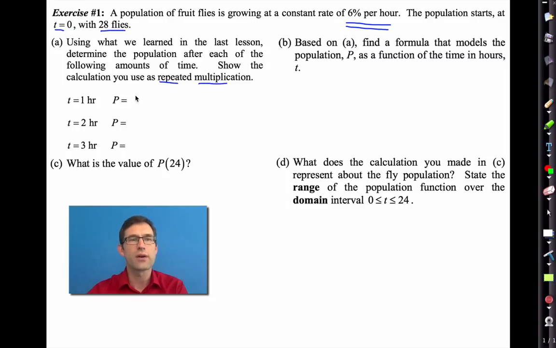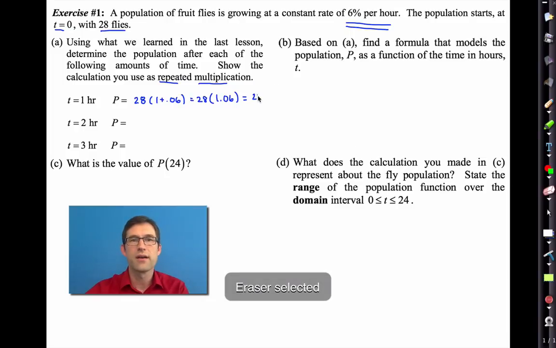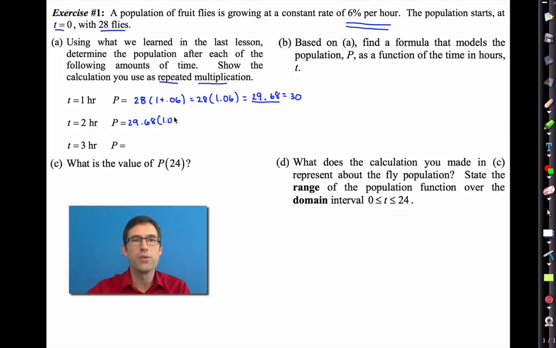All right, so let's take a look. Well, we're increasing at 6% per hour. So after 1 hour, we're going to start with that 28. We're then going to multiply by 1 plus 0.06. So we're going to do 28 times 1.06, and we get 29.68. So we'd probably say that was 30. Now we're going to continue to use that 29.68 though. After 2 hours, we've got 29.68 times 1.06 again.